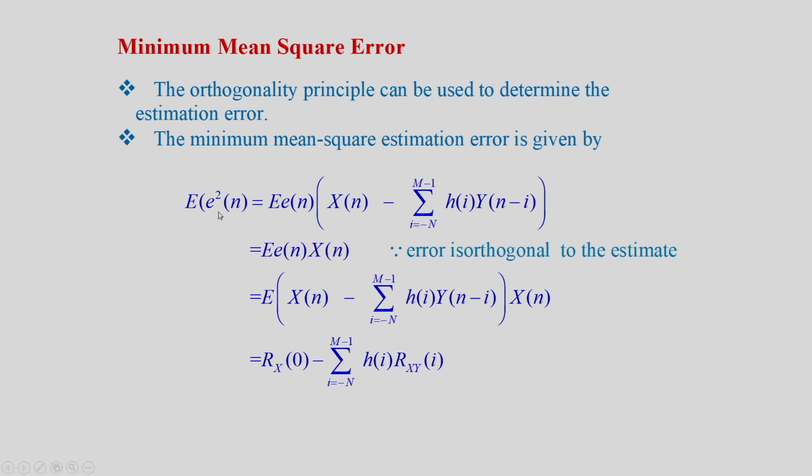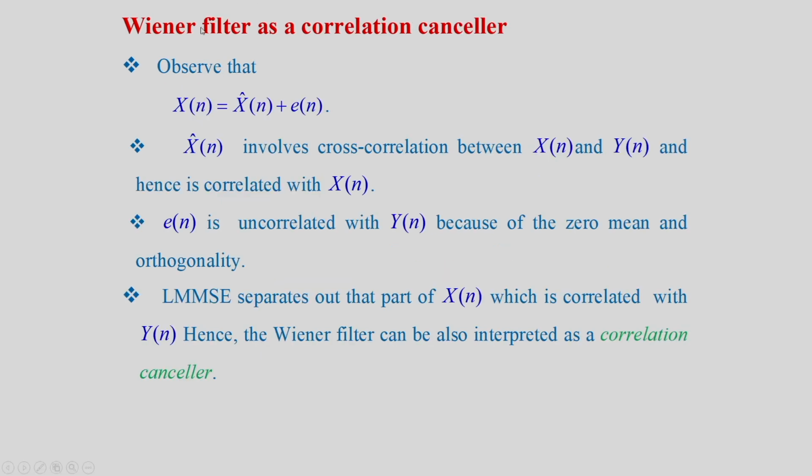So, that way E of e square n will be equal to R x of 0 minus summation h i R x y i, i going from minus n to m minus 1. So, the orthogonality principle can be used to derive the mean square error of estimation. We will interpret the Wiener filter also as a correlation canceller.